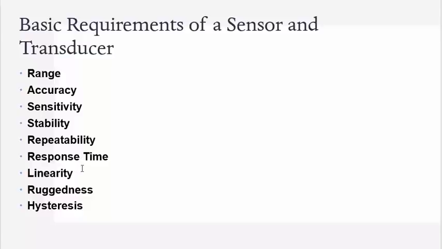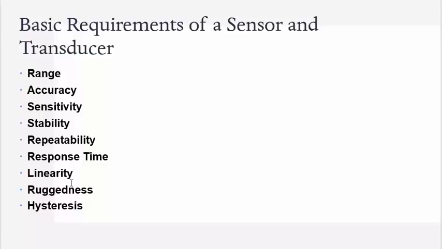Now the response time here is the speed of change in output on a stepwise change in input. While the linearity that is given here is specified in terms of the percentage of nonlinearity. And nonlinearity in terms of sensors and transducers is an indication of deviation of the curve of actual measurement from the curve of the ideal measurement. Now, the ruggedness mentioned here, which is also a basic requirement, is a measure of the durability when the sensor is used under extreme operating conditions.